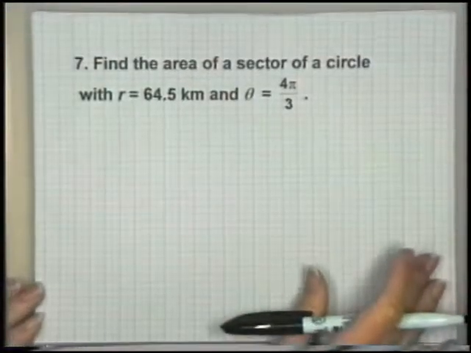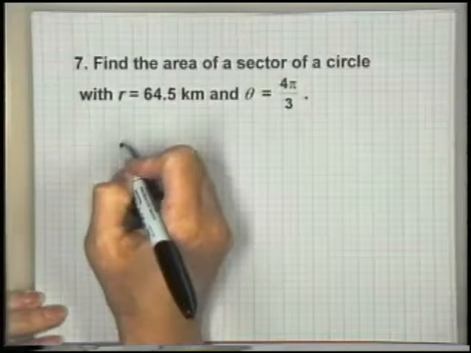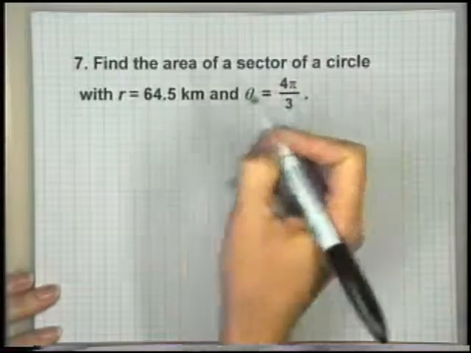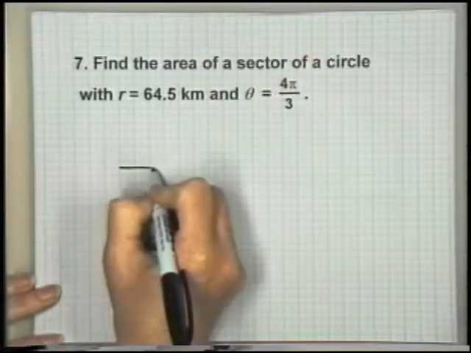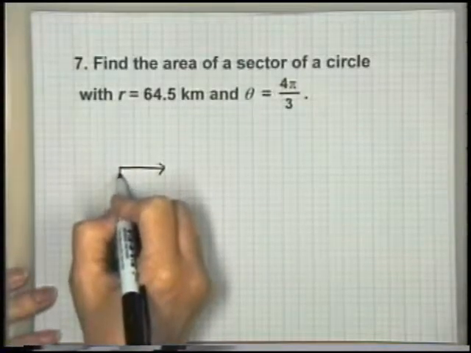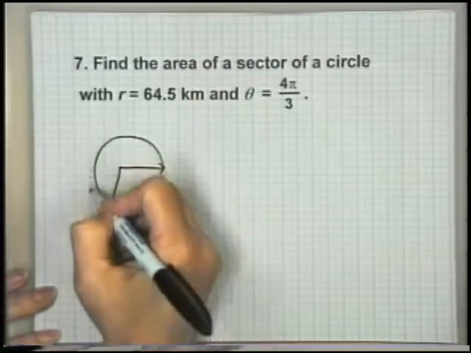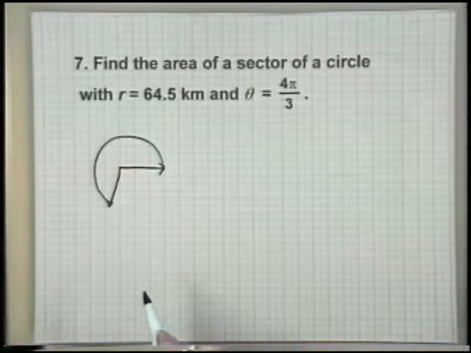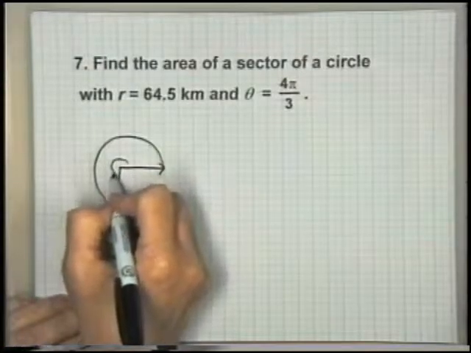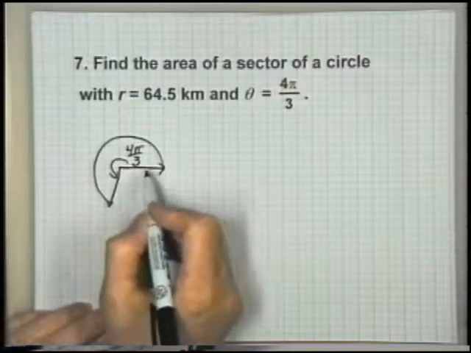So let's work this problem 7. It says find the area of a sector of a circle with r equals 64.5 kilometers and theta is 4 pi over 3. Let's sketch that. I know all the way around is 2 pi radians. 4 pi over 3 is down like this. The center of my circle's a little off, isn't it? You might want to use your imagination here. This central angle is 4 pi over 3. That's what they're telling us.